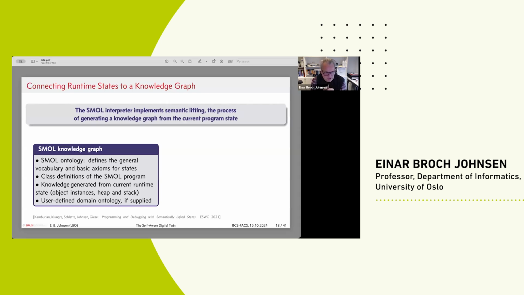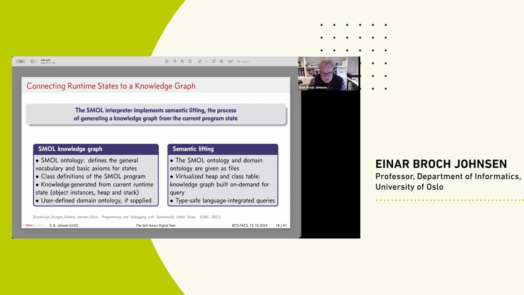And then in addition, we can add a domain ontology. So for example, if we are twinning a particular kind of machine, we might be interested in adding to our knowledge graph domain terminology about this machine, which would allow an engineer to understand what's going on and connect this terminology to what's going on in the Smol program.